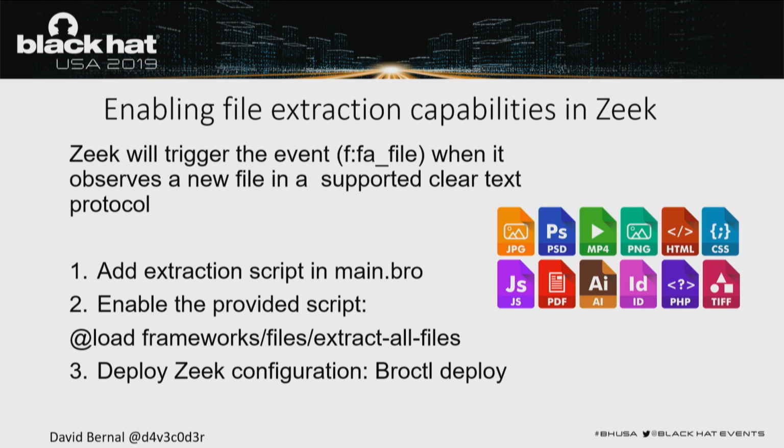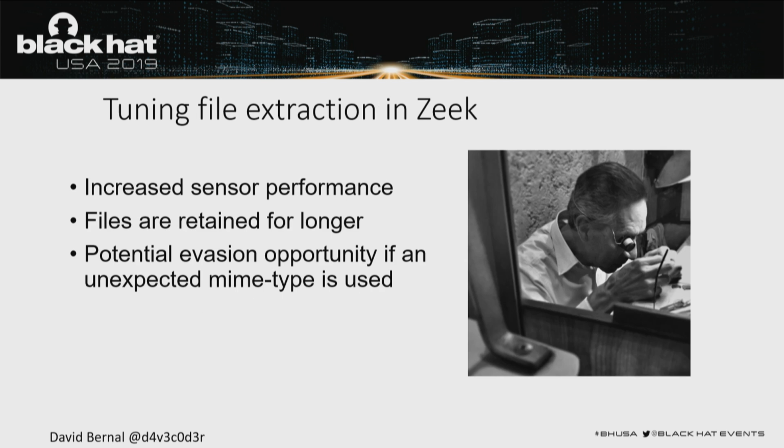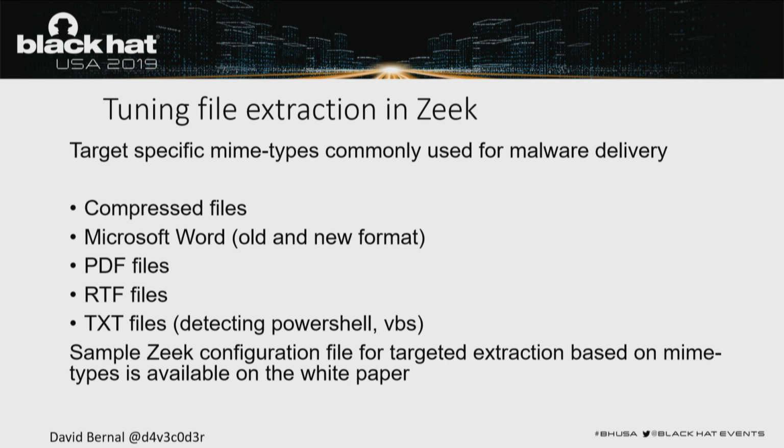But it also extracts files from SSL communications, so you don't actually have the content. You only have details about the SSL communication. So another approach would be to not extract every file, and only target very specific mime types that are used commonly for malware delivery. This will have the benefit that files will be retained for longer. You will have increased performance, but it is a trade-off because if the attacker is using a mime type that you're not extracting, he could evade detection.